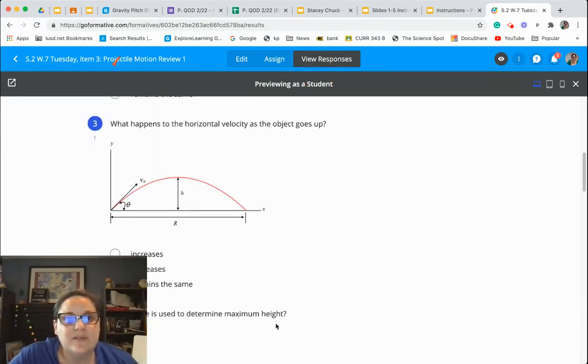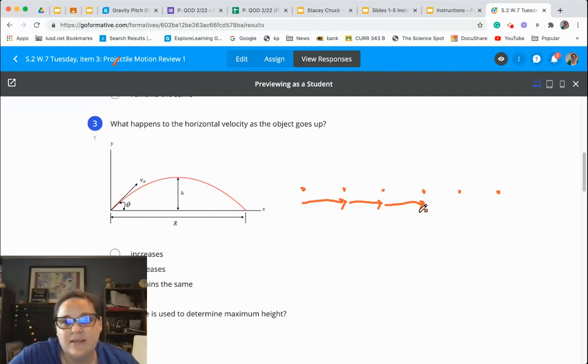What happens to the horizontal velocity as the object goes up? Now, horizontal velocity we've described as being constant motion. So if I were to take a picture of an object and I took each picture in equal intervals of time and then I overlaid those pictures and I saw a pattern like this, what this would tell me is that for every time interval in between when I snapped the picture, the object moved an equal distance.